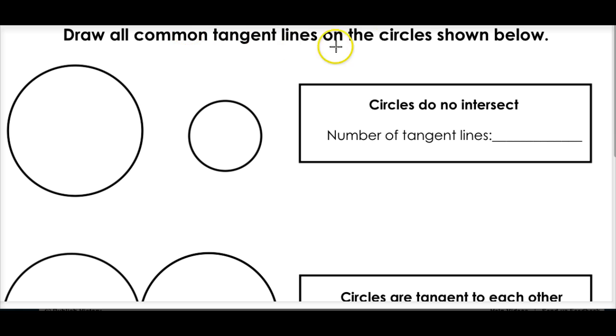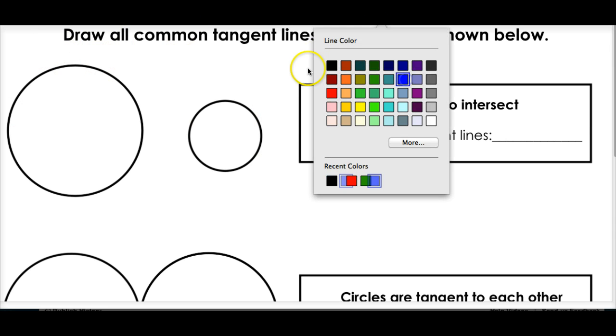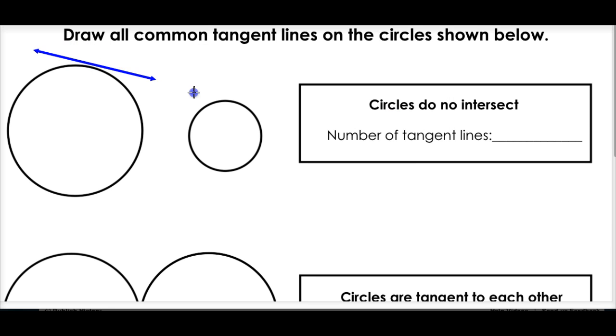We're going to draw all common tangent lines on the circles shown below. And what does that mean? We're going to draw the tangents that are on both of these circles. The first one would be out here. So we have 2 circles that are not intersecting. The first tangent would be on the outside, okay? So if I drew a tangent on the outside of both of these circles, that is our first common tangent. It's tangent at our first circle over here and our second circle over here. See? Touches both of them at one point.